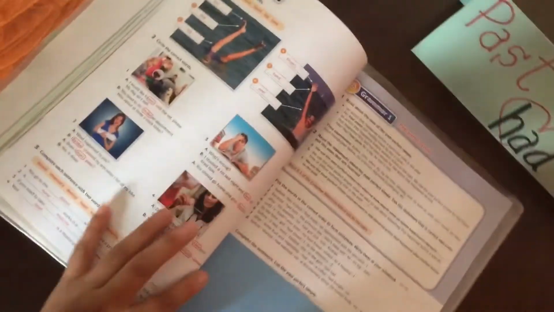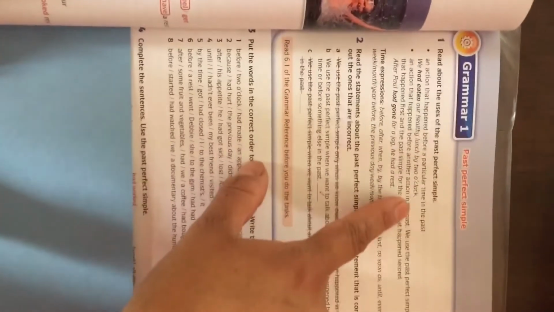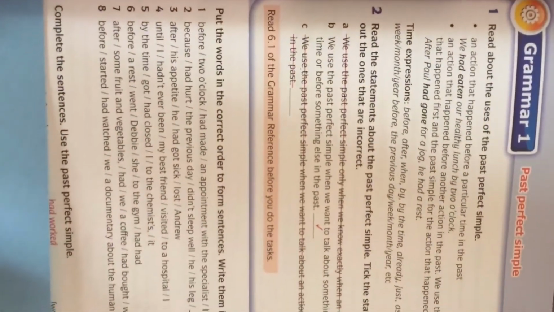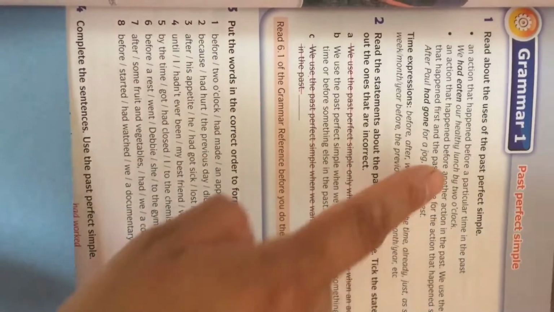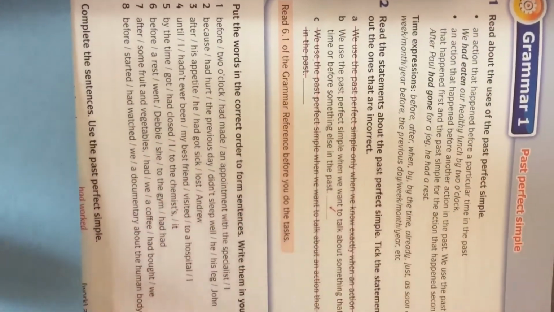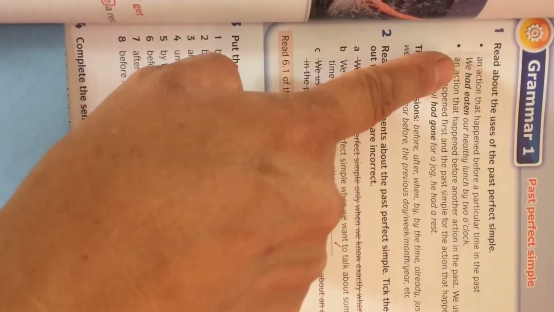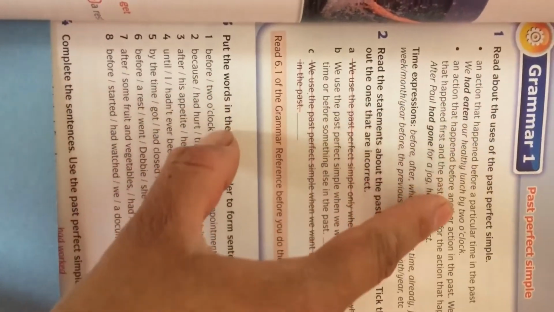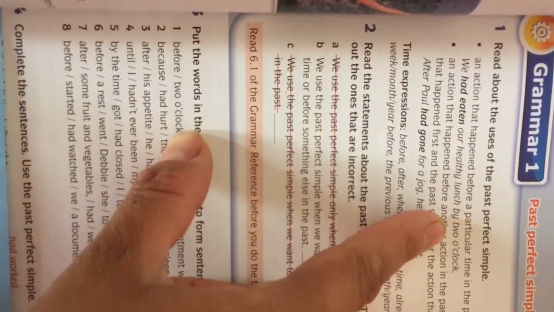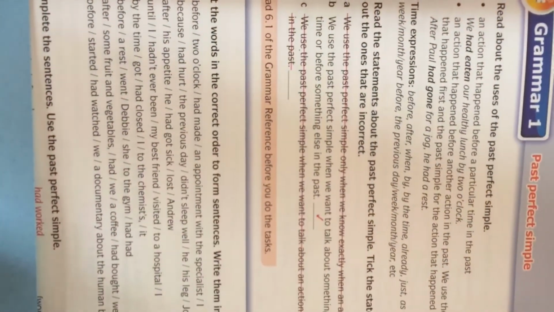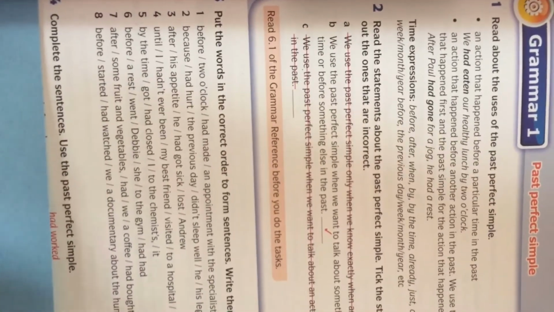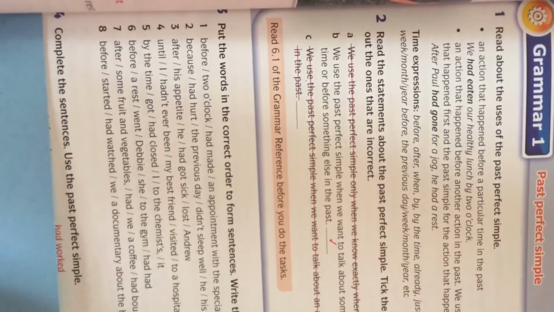I'm gonna give you another example here in the book. So we have two actions. An action that happened before a particular time in the past. So I said, for example, Anne had been on the corner by 2 o'clock. Here we have another example: We had eaten our healthy lunch by 2 o'clock. Yes, that is one way to use the past perfect simple.